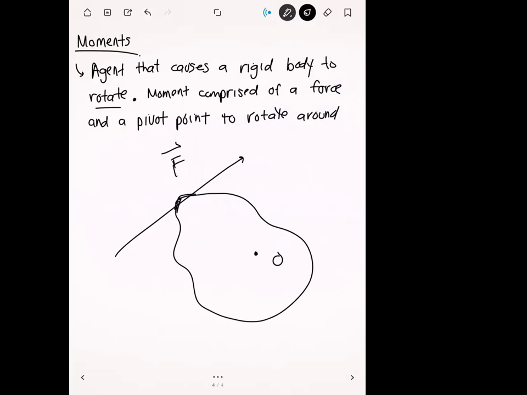If this amorphous blob is going to be rotating around point O, the way that we compute the moment for this is that we have to draw another vector that goes from the pivot point to where the force is acting. We'll call this vector P. This P right here is a vector that goes from the pivot point to the force.